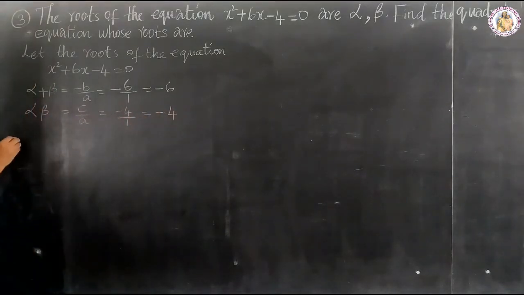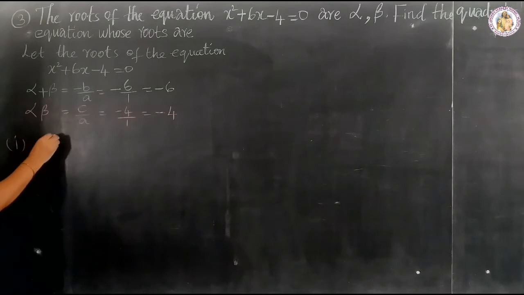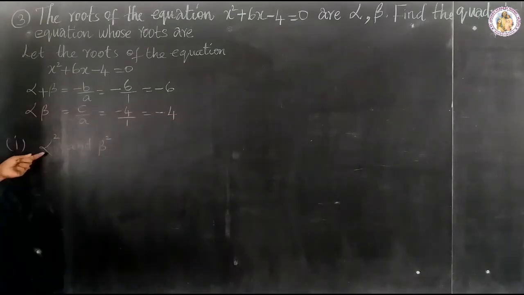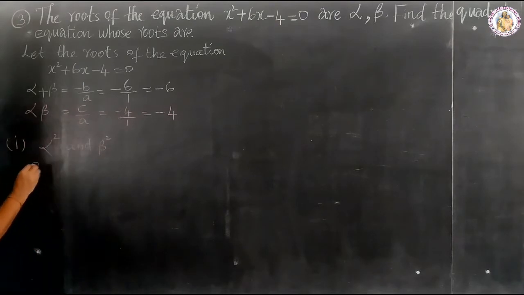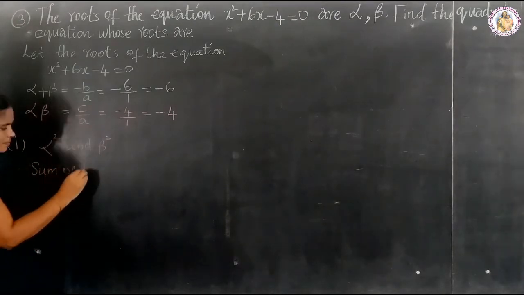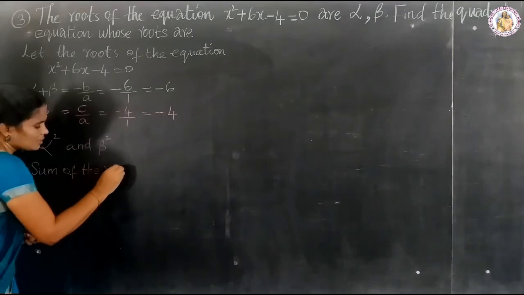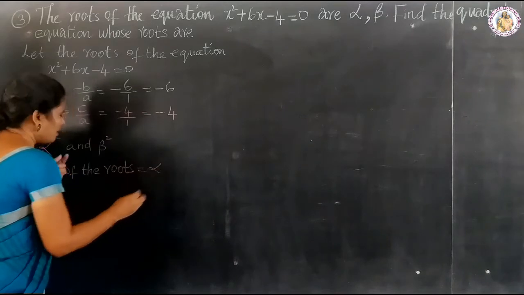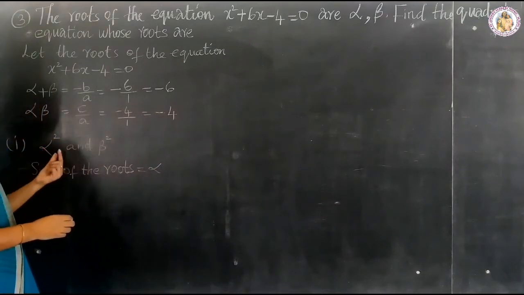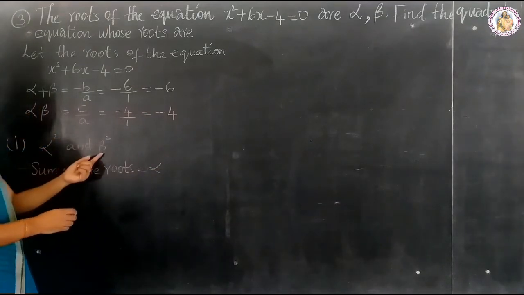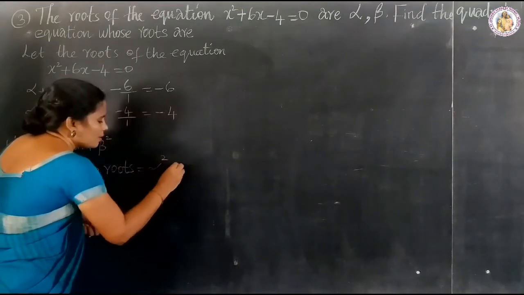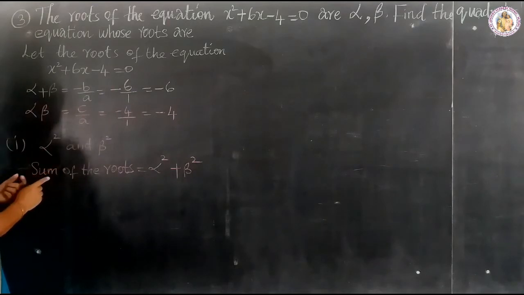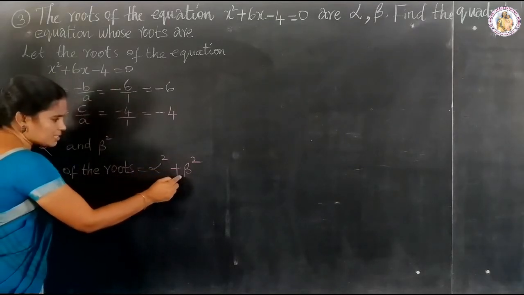And now sub question 1, alpha square and beta square. It is given as alpha square and beta square. So sum of the roots is equal to alpha square and beta square. It is given in the question, alpha square and beta square. So writing the question, the sum of the roots, that is alpha square plus beta square.